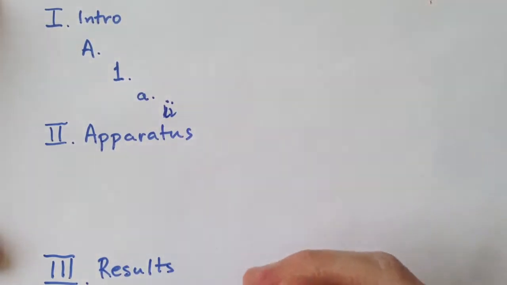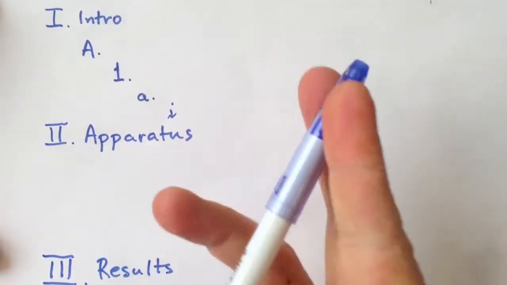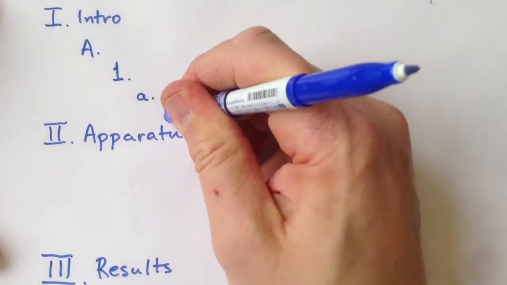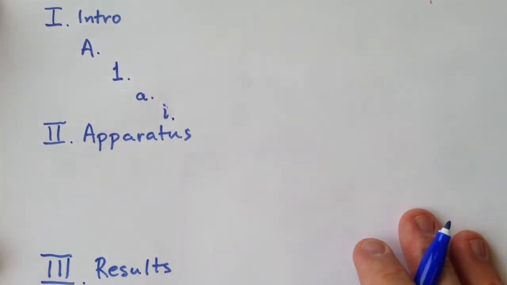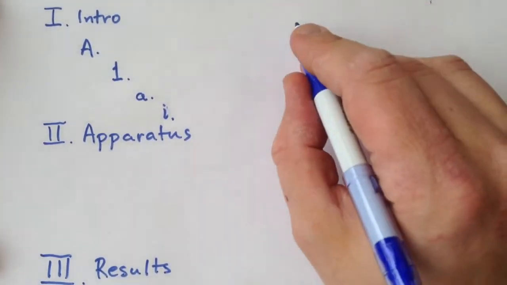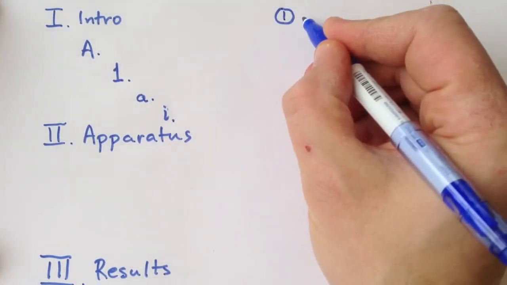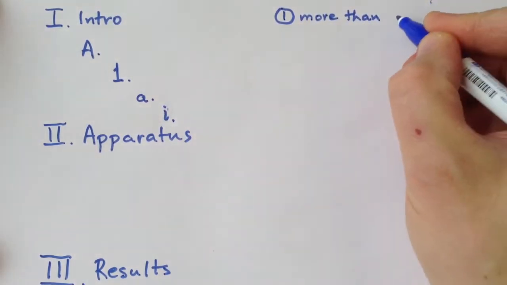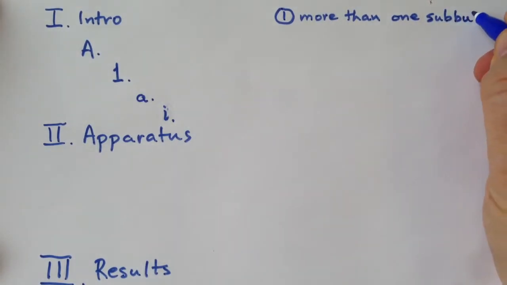So with this, sorry about smearing that. With this method, you can produce the basic structure of the outline. Now, there's a couple of rules that I'll just sort of mention as I come to them. So the first rule that I want to say is you need to have more than one sub-bullet to justify going to the next level.